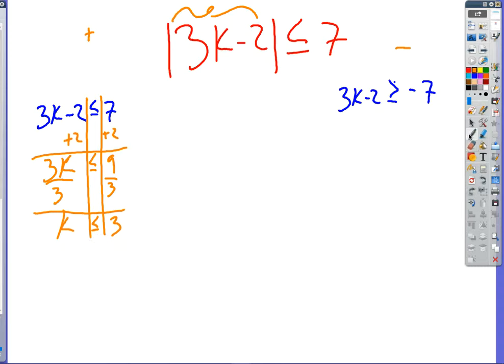All right, let's try the next problem. What will I do to both sides? Add 2. Okay. Again, that's the same thing I did over in positive land. So I get 3k is greater than or equal to -5. All right, we're going to get a fraction, and that's okay because fractions need love too. What will I do to both sides now?